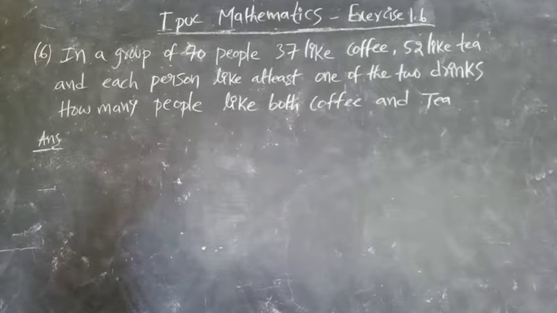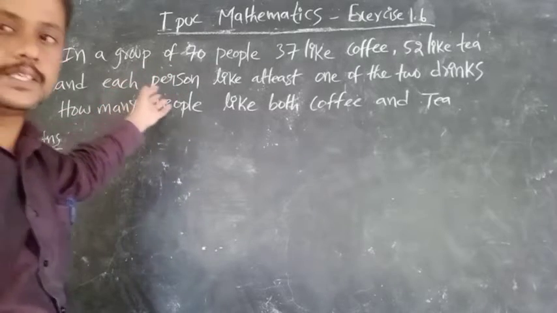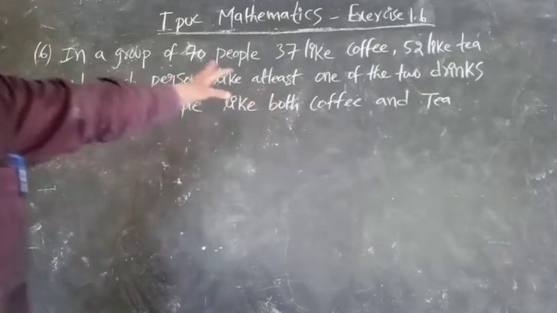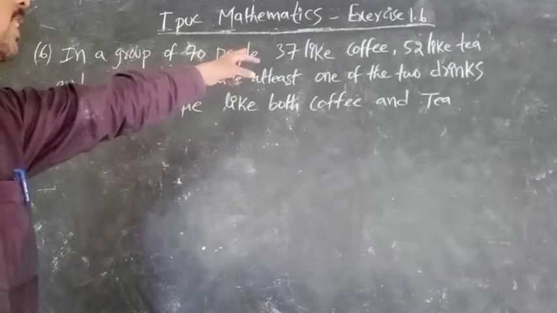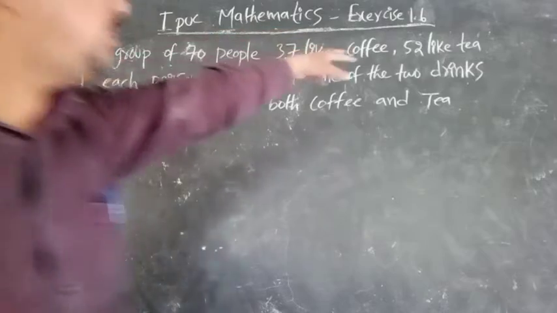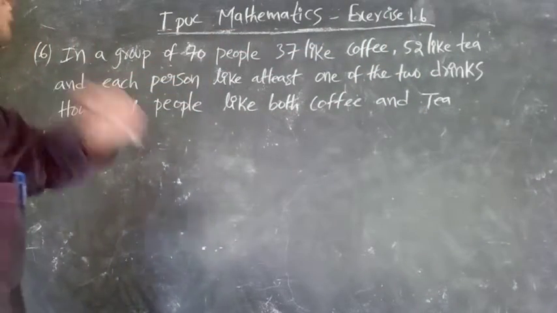See, next problem. Next problem, very very important question this one. In a group of 70 people, 37 members like coffee, 52 like tea, and each person likes at least one of the two drinks.